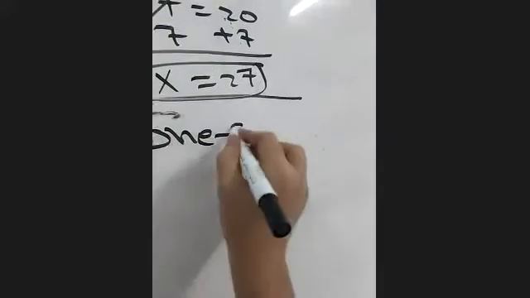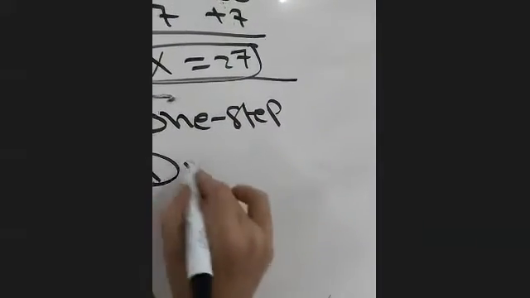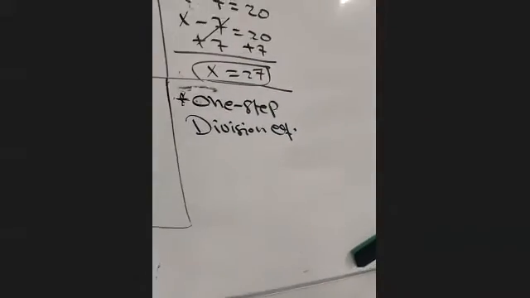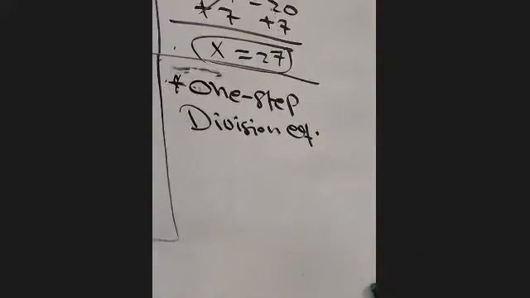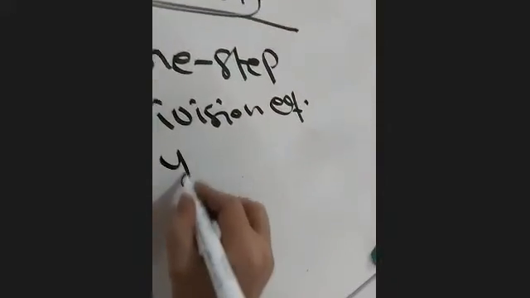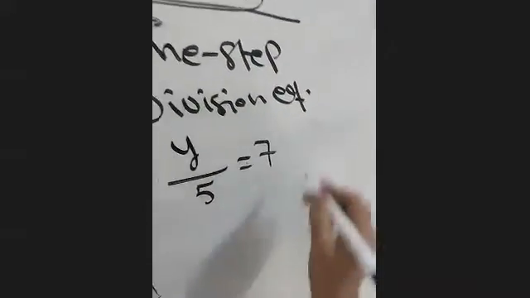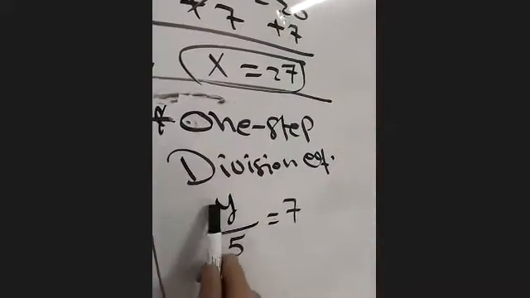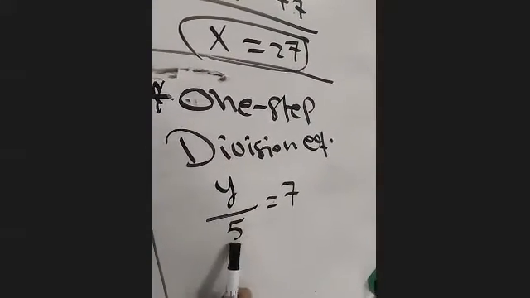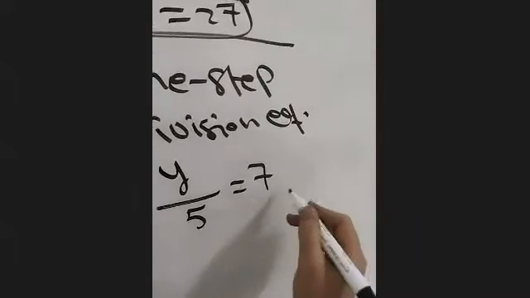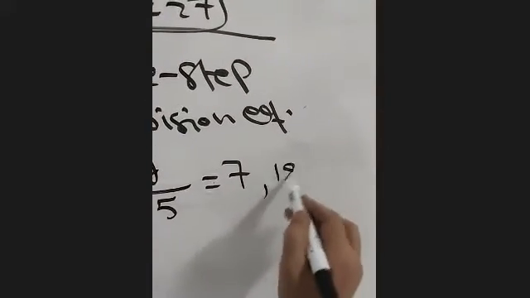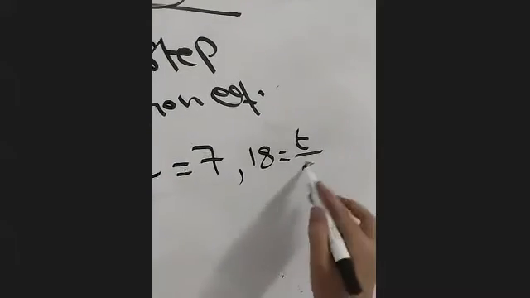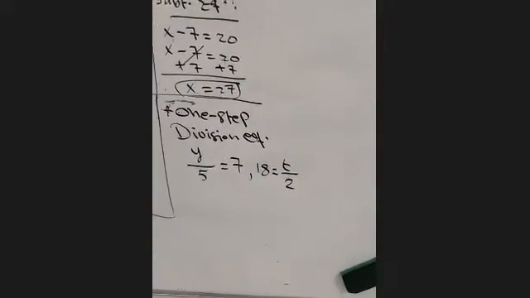One-step division equation, okay? Now, what does it look like? It has division. For example, y over 5 equals 7. This is y divided by 5 equals 7. Another example, 18 equals t over 2.